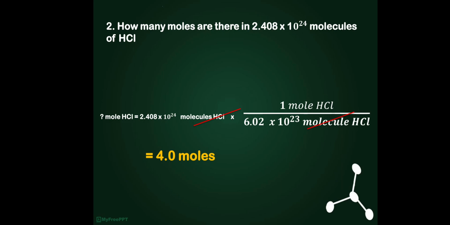We have molecules hydrochloric and molecules of hydrochloric. Cancel. So 2.408 times 1 is equal to 2.408 again. Divided by 6.02, so the answer would be 4.0 moles or 4.0 times 10 to the power of 23 moles. Okay? So that would be the answer for question number 2.